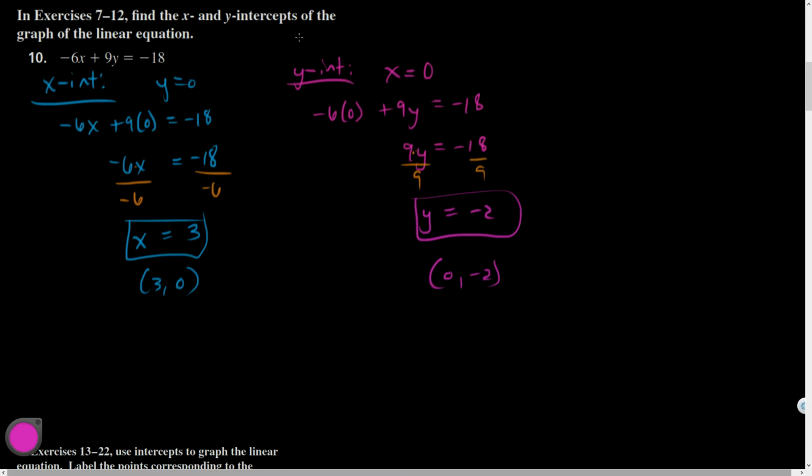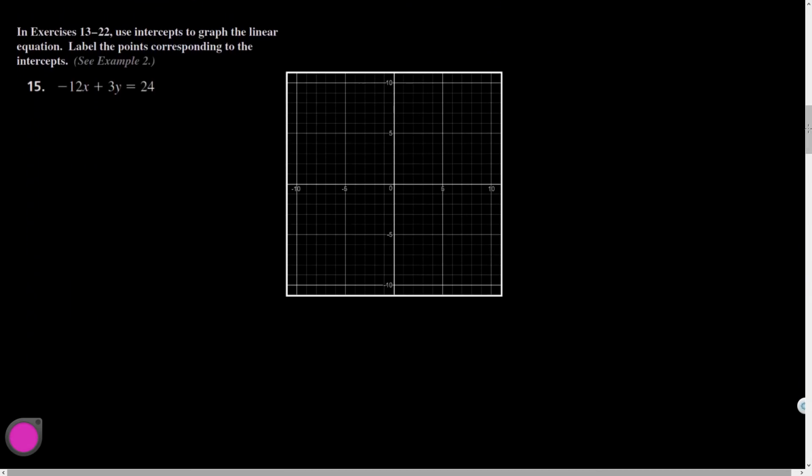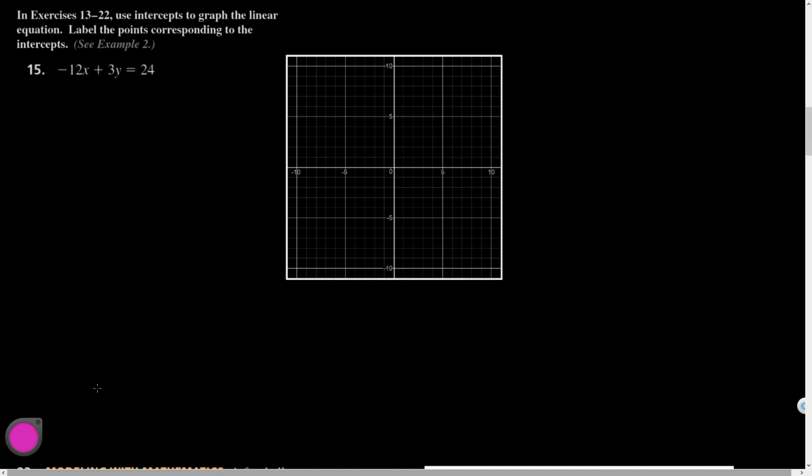Now, they just wanted me to find them for the graph of the linear equation, although for this problem you didn't actually have to graph it. That's nice of them. Let's take a look at 15, though, where we will graph it. Once again, same approach. For the x-intercept, plug in 0 for y: -12x plus 3 times 0 equals 24. It's almost like pretending the y doesn't exist. So -12x equals 24, and x is -2.